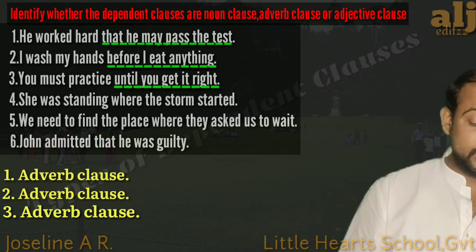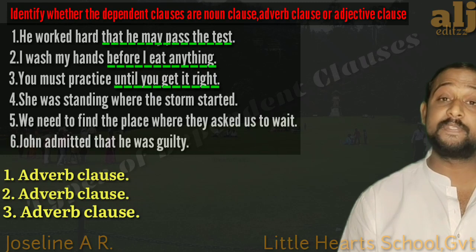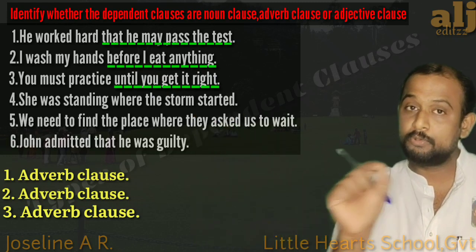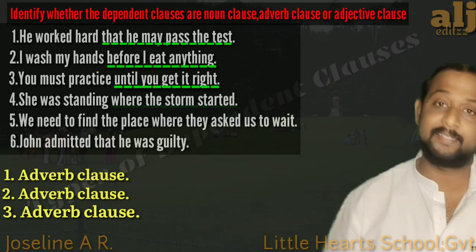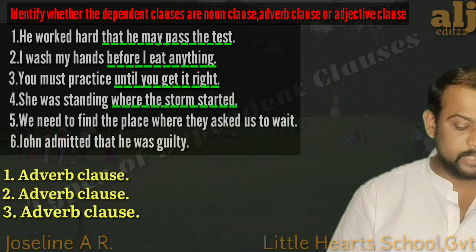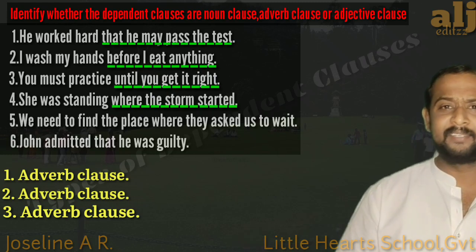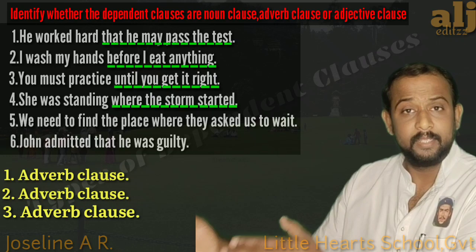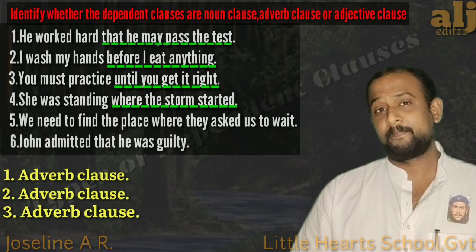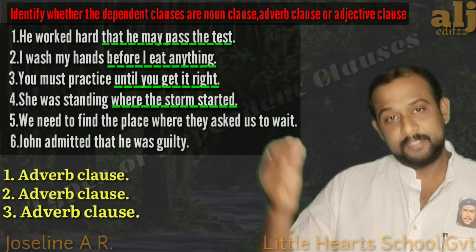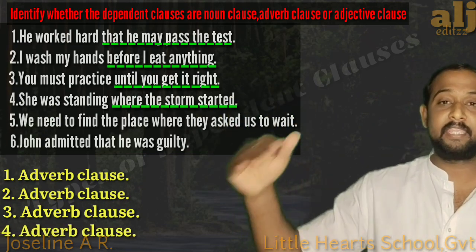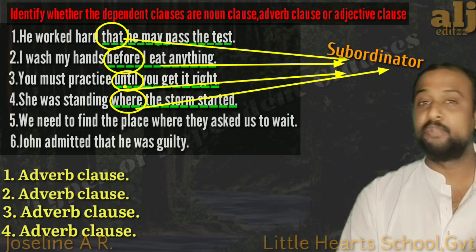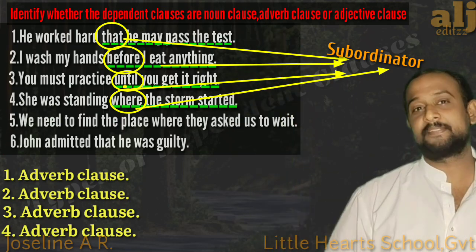Fourth one. She was standing where the storm started. Here the subclause is "where the storm started". Form a question using "she was standing". Where was she standing? She was standing where the storm started. Again the question is where here. It is also an adverb clause. See, first, second, third and fourth answer the questions why, when, how and where. So they are all adverb clauses.